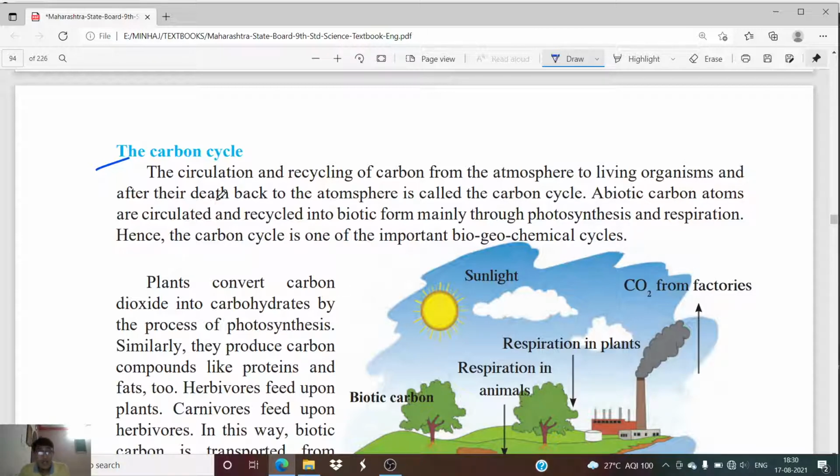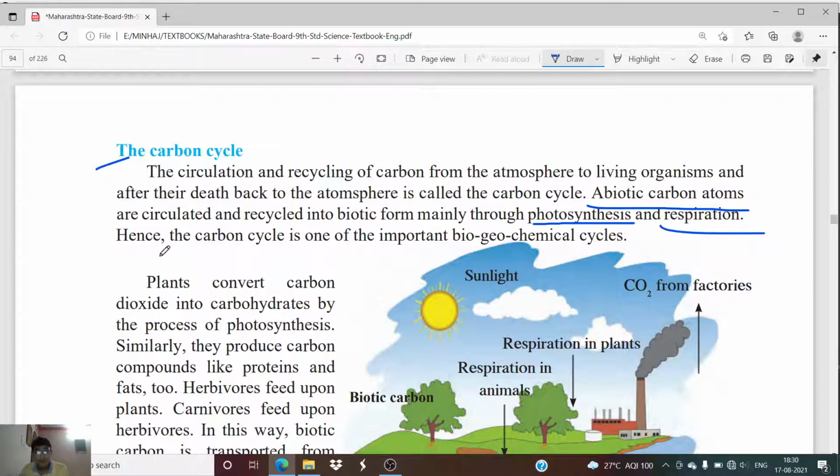Now, abiotic carbon atoms are circulated and recycled into biotic form mainly through photosynthesis and respiration. Now, these abiotic carbon atoms, which are released from sedimentary rocks or by other chemical processes performed in the environment, are going to be circulated and recycled in the biotic form. And these abiotic carbon atoms are going to be utilized in the process called photosynthesis by plants, and in respiration.